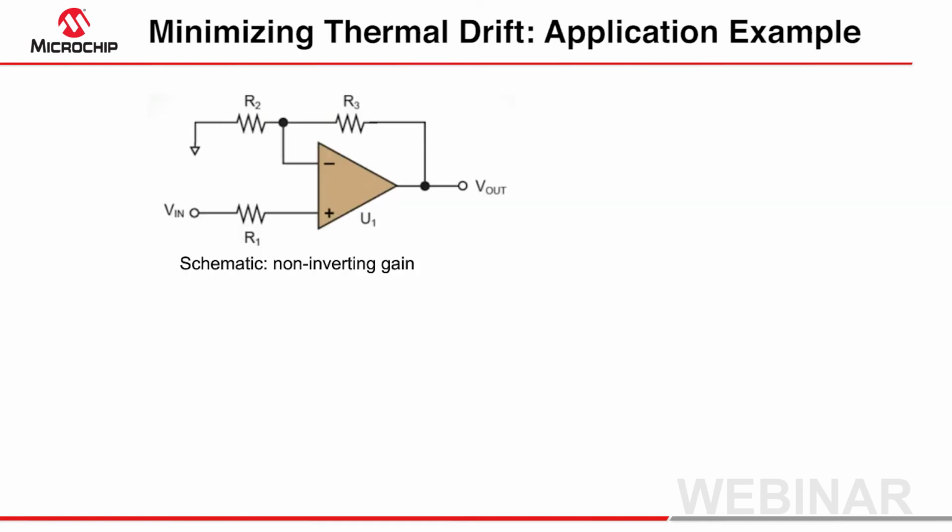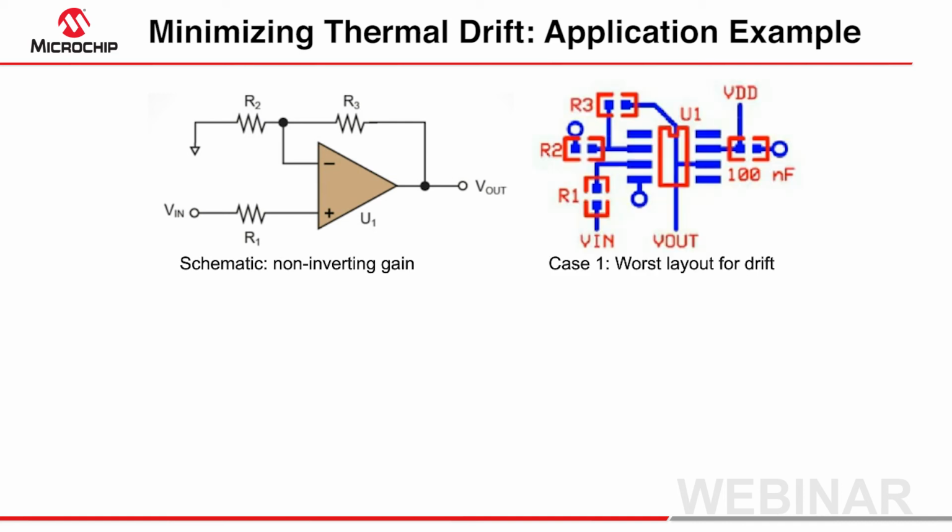Now that we understand how thermal junctions work and the errors associated with them, how can we minimize these errors? Well, the key is to understand the effects of thermal junctions on a given circuit and proper PCB layout. Let's look at a simple non-inverting gain stage and explore various layout options.